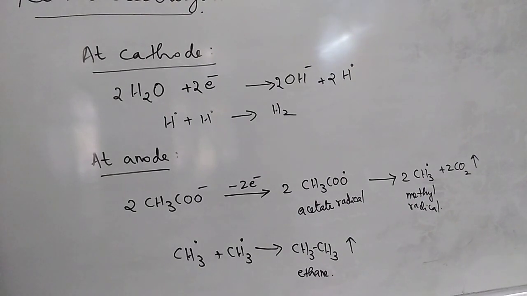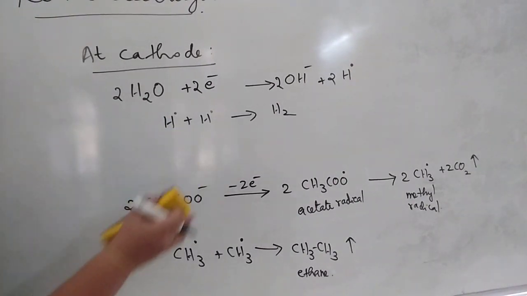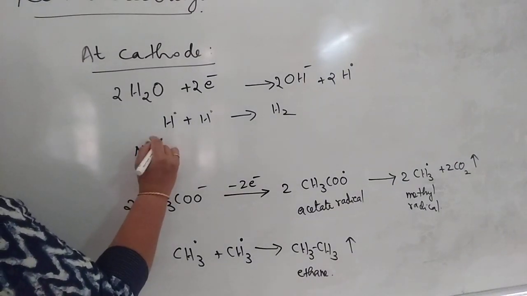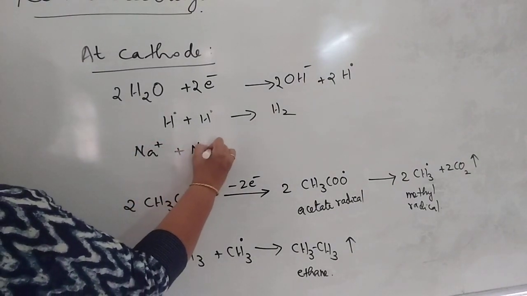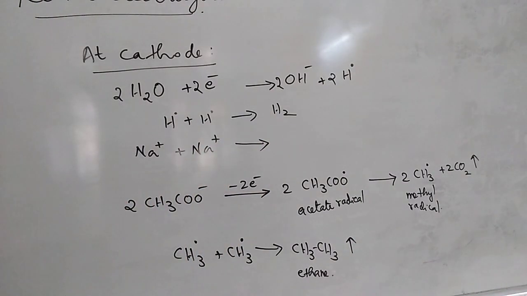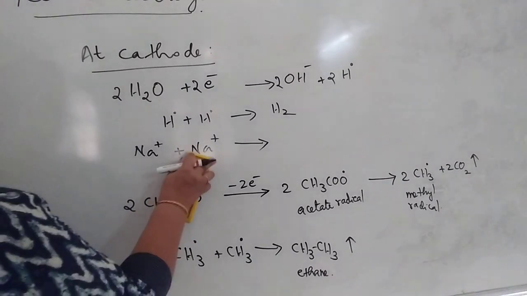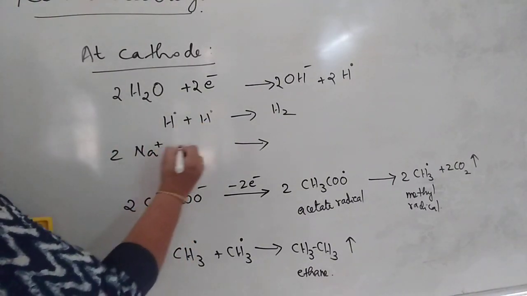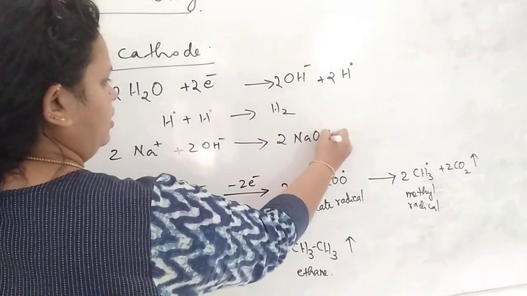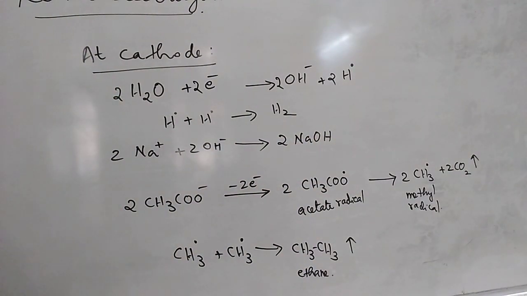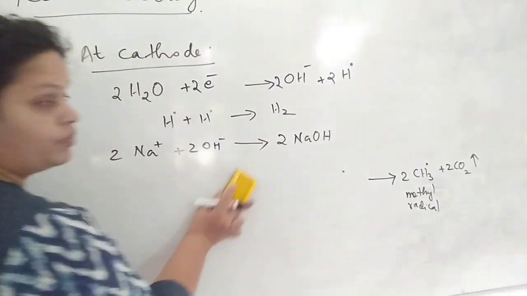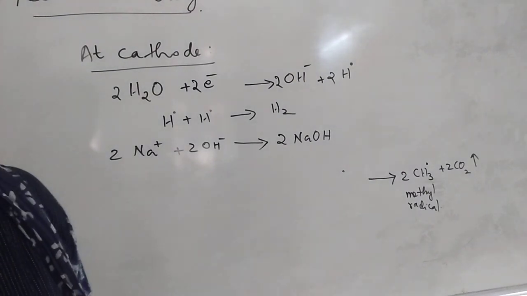Also, we know that there are Na plus ions, and these Na plus ions will also be migrating to the cathode, and they can react with the OH minus ions, and thereby you get NaOH. So these are the reactions that take place at the cathode. This is the mechanism of the Kolbe electrolysis, very important.